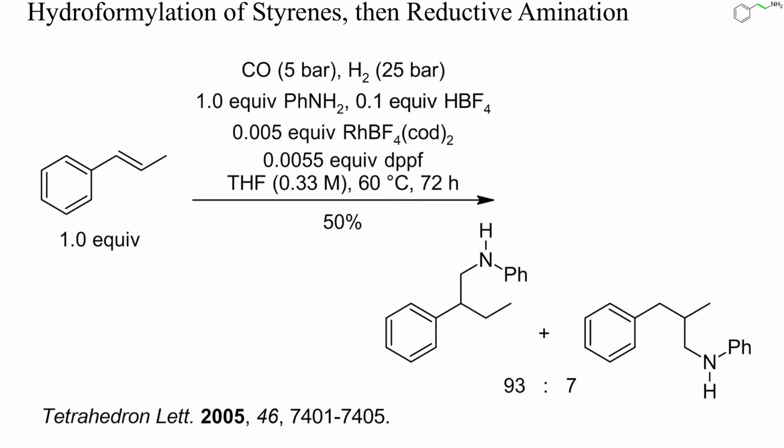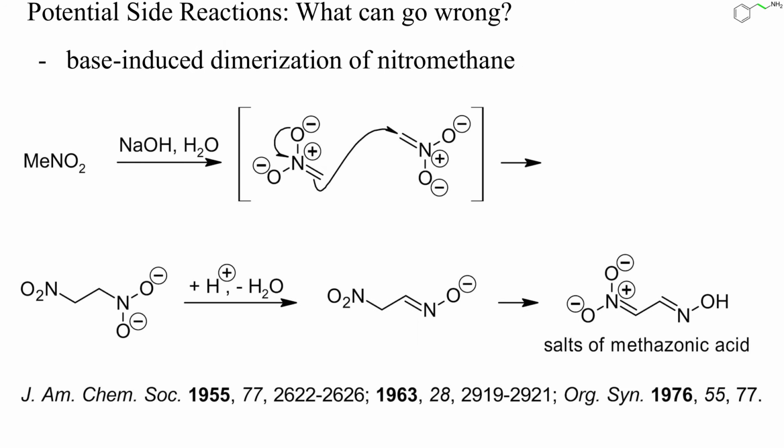Hydroformylation of styrenes can yield aryl acetaldehydes. In this example, hydroformylation in the presence of aniline led mainly to the phenethylamine and a small amount of 3-arylpropylamine. Let's check some potential side reactions.